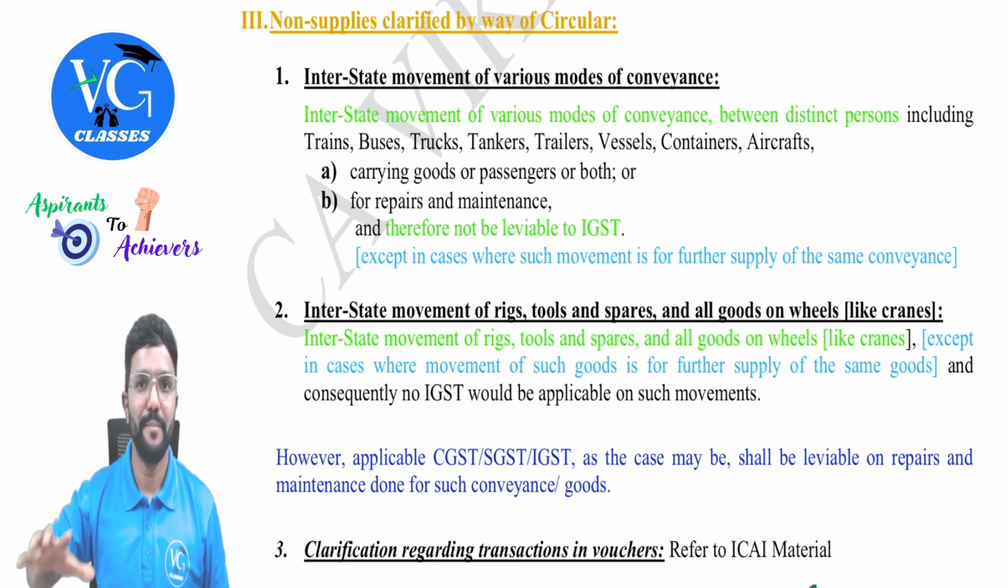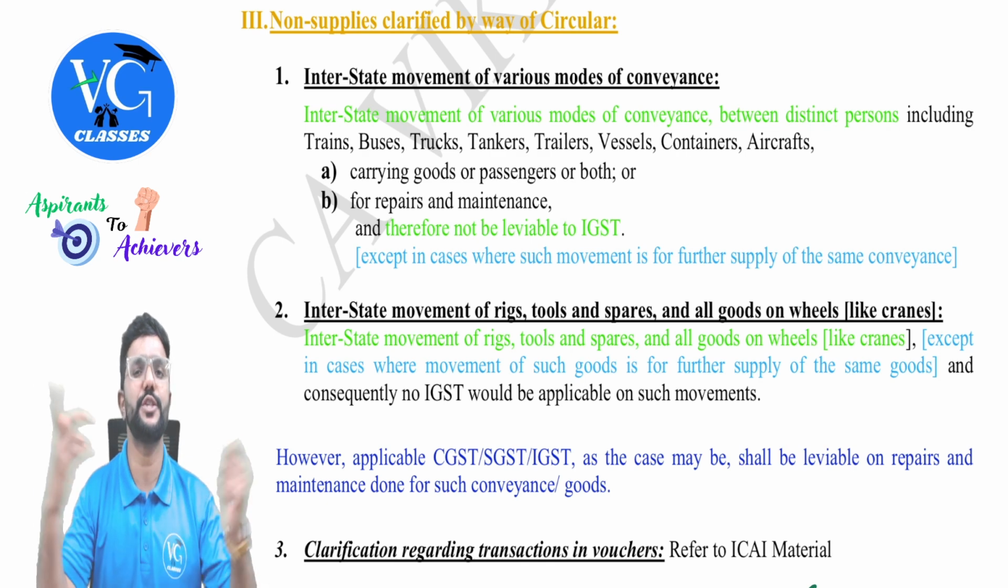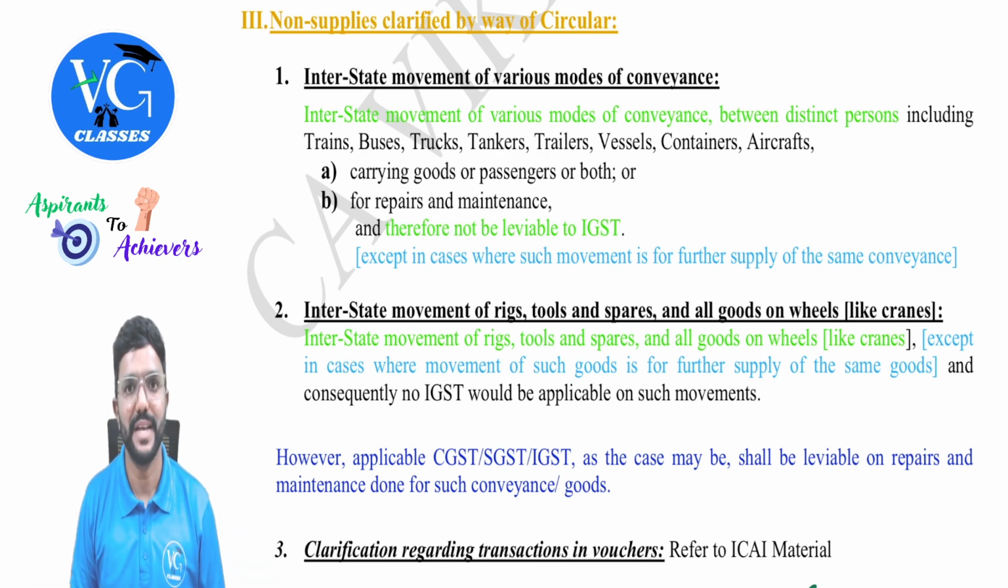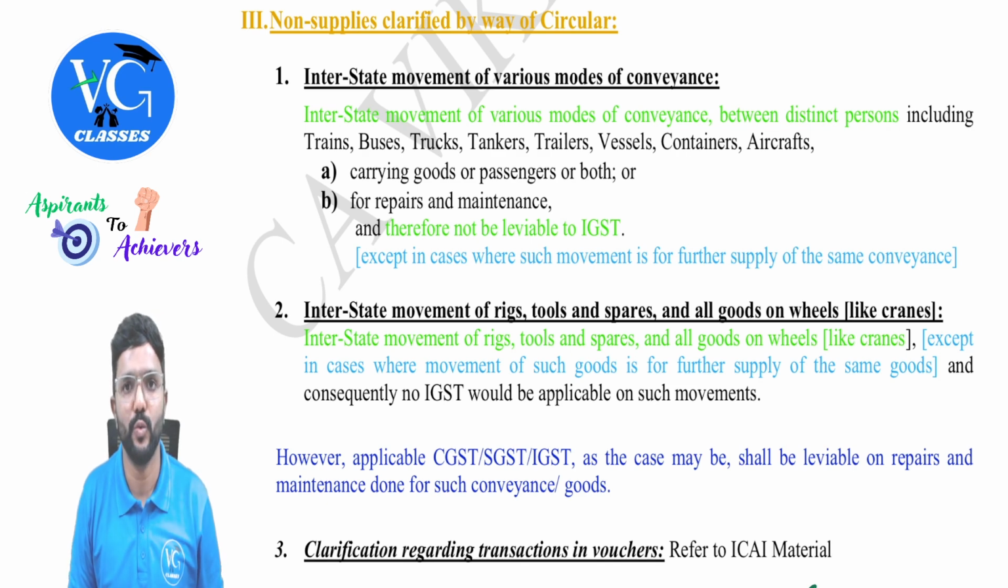Tata Motors has a manufacturing plant in Maharashtra. They will manufacture the car there and send it to various showrooms throughout India. So when they send the car from Maharashtra to various other states, assume they are sending 10 cars to Karnataka.